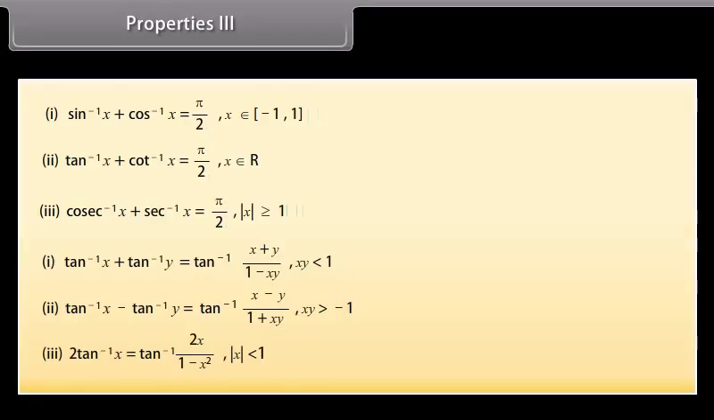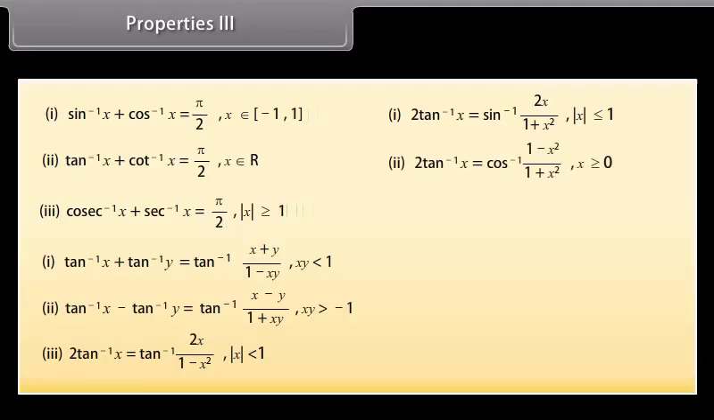2 tan inverse x is equal to tan inverse of 2x by (1 minus x square), modulus of x is less than 1. 2 tan inverse x is equal to sin inverse of 2x by (1 plus x square), modulus of x is less than or equal to 1.